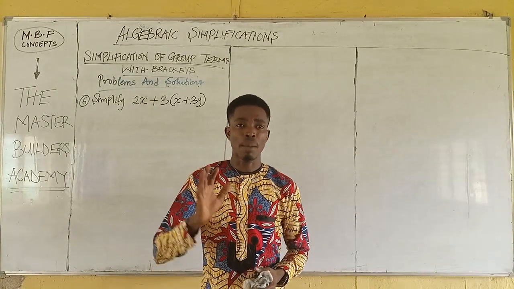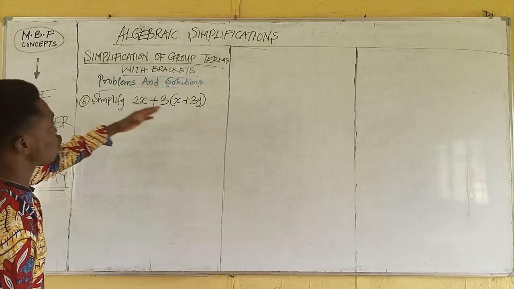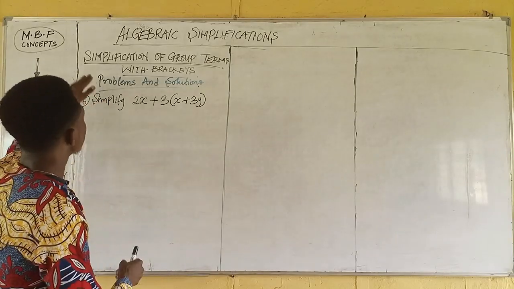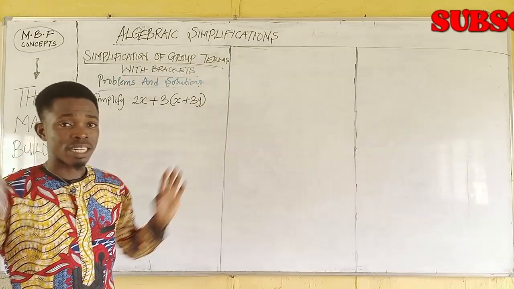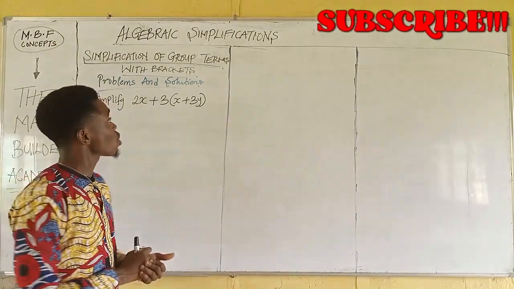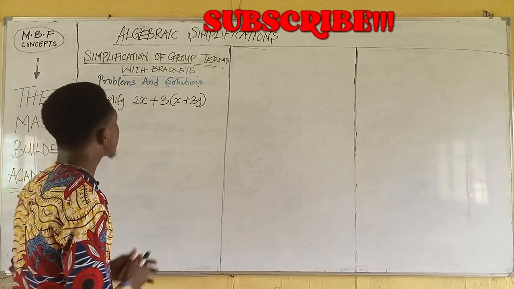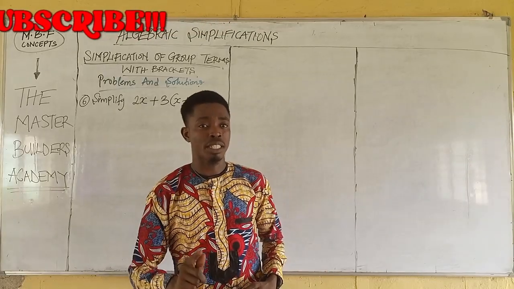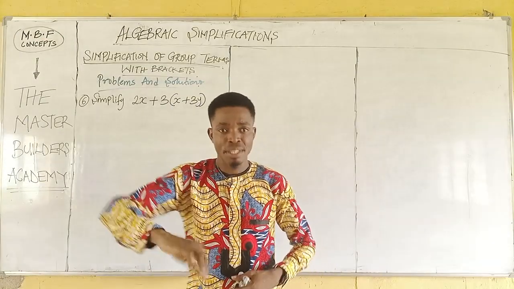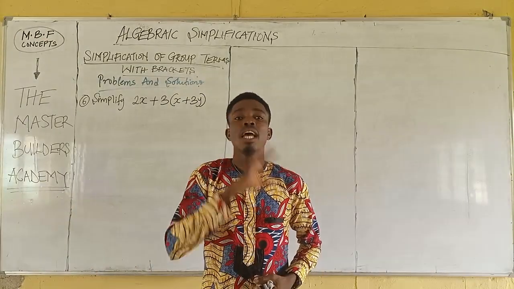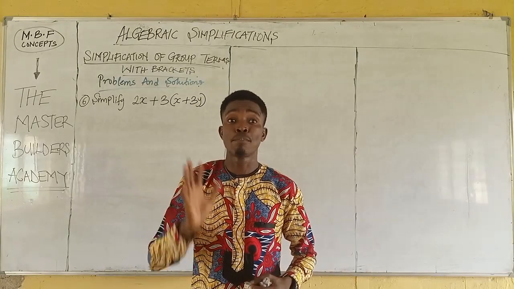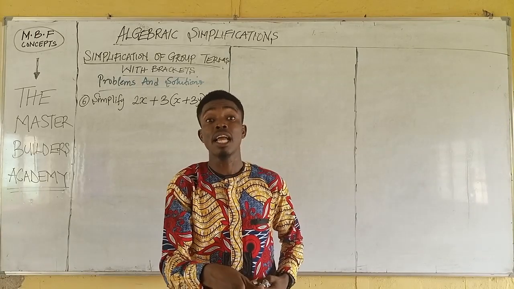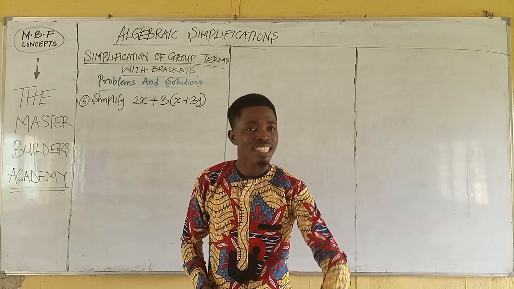Guys, now on the board we are going to be looking at simplification of group terms with bracket. Now, in our previous lesson, we looked at simplification of group terms only. Now, in this case, we are looking at simplification of group terms with bracket. Guys, understand that in mathematics, if any quantity multiplies terms inside a bracket, every term inside that bracket must be multiplied by that quantity anytime the bracket is removed.